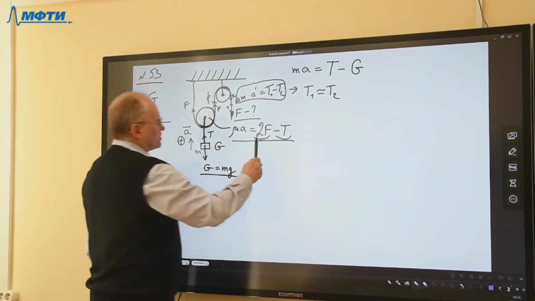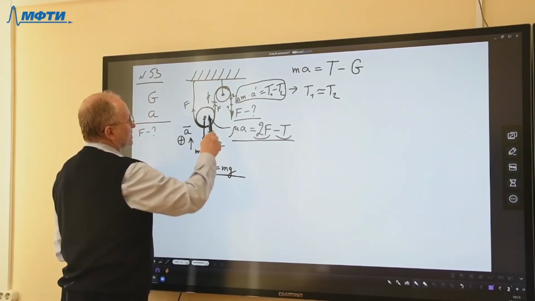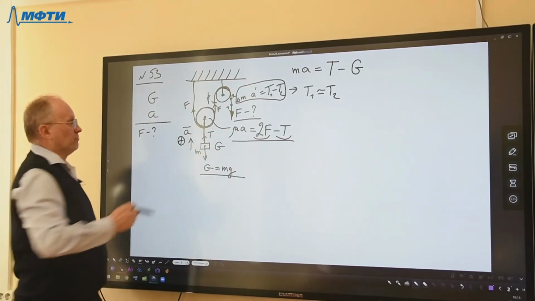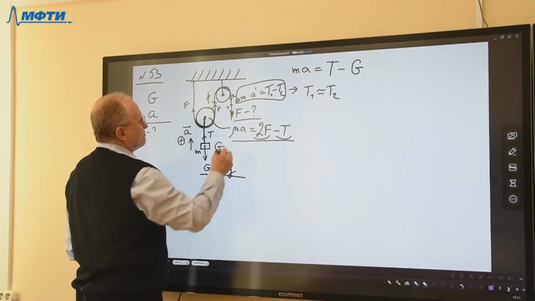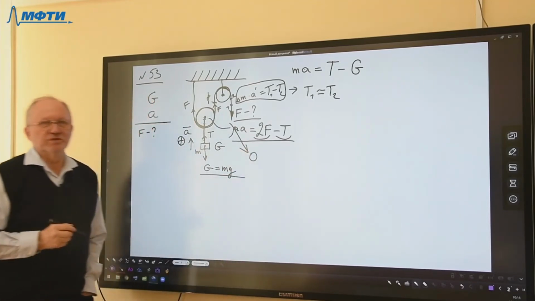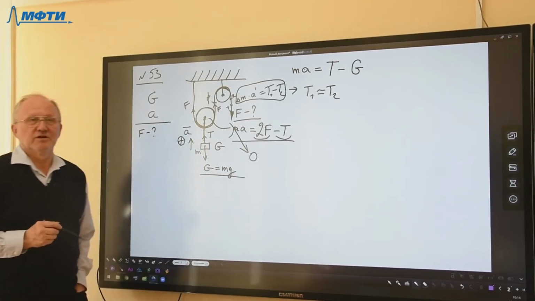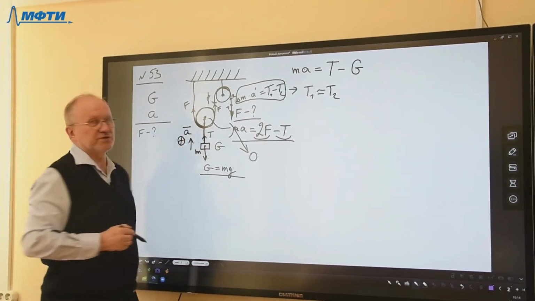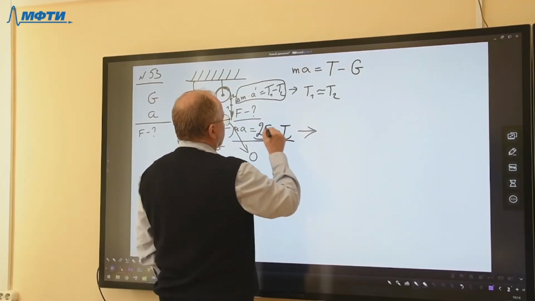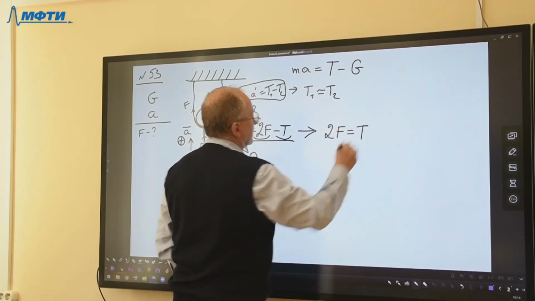The total force will be given by this expression, and it will be equal to the mass of the pulley mu times the acceleration of the center of mass of the pulley. That is Newton's second law. But we know that the mass of the pulley is practically zero. We assume it to be negligible. If it was not zero, we should have used this equation. But in this problem, it's given that the mass of the pulley is zero. So from here we conclude that the two forces F are equal to T.